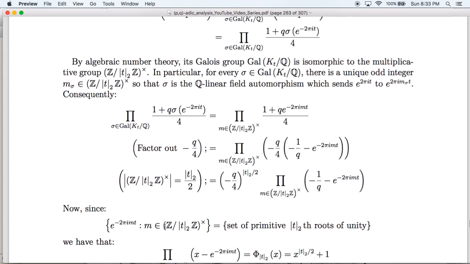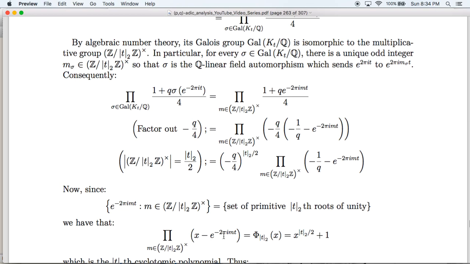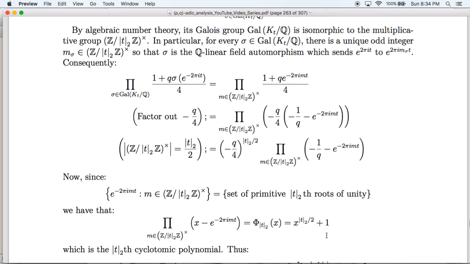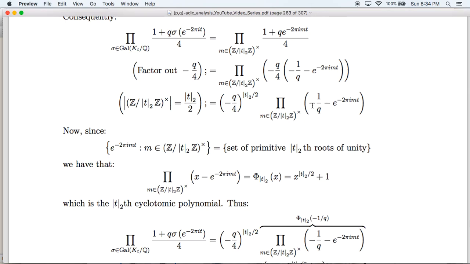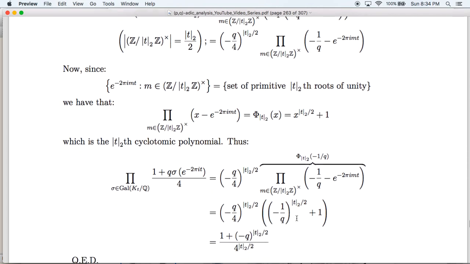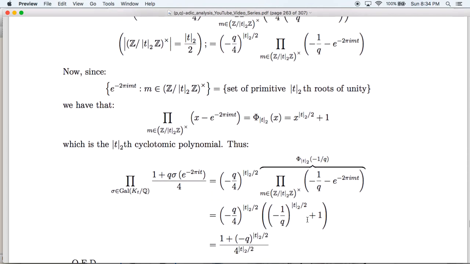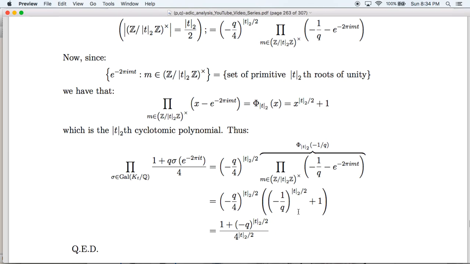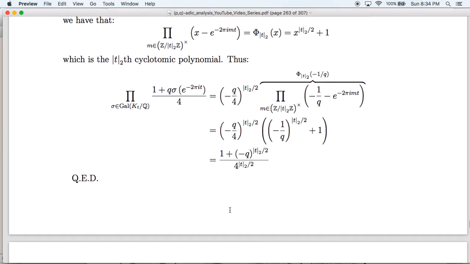Here, note that the set e to the negative 2 pi i m t, as m varies in (Z mod tZ) cross, is the same thing as the set of primitive t-th roots of unity. So this product is by definition the t-th cyclotomic polynomial, which we evaluate when x is equal to negative 1 over q. So our product here is the cyclotomic polynomial at negative 1 over q, which is this, and then we multiply through and simplify, and we get the desired result.